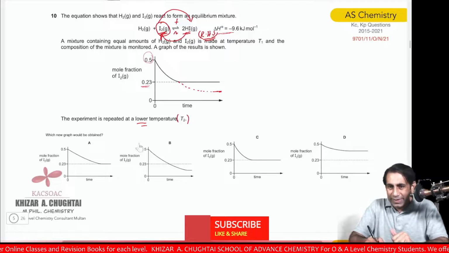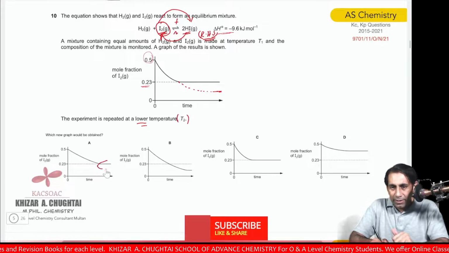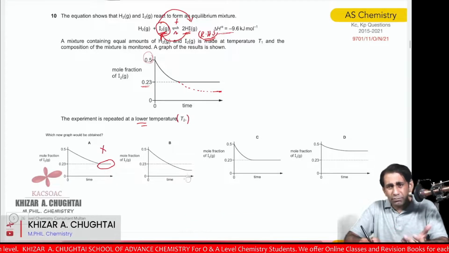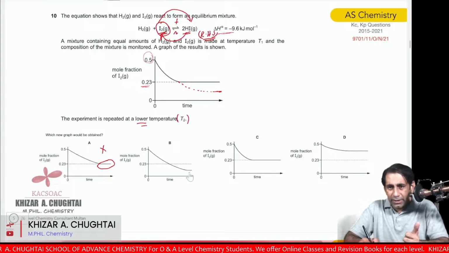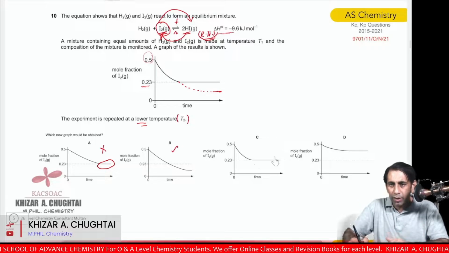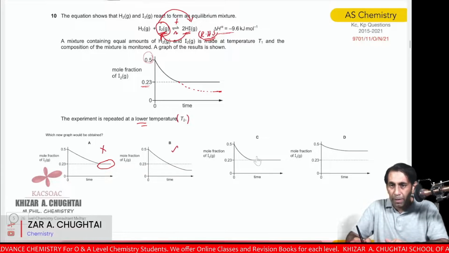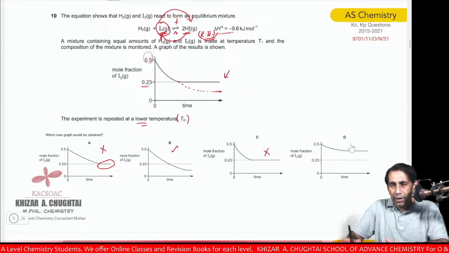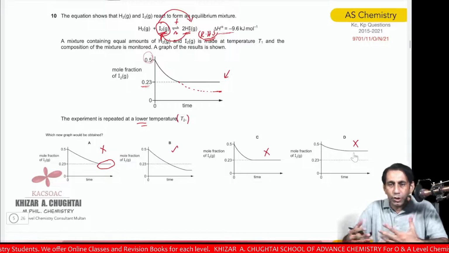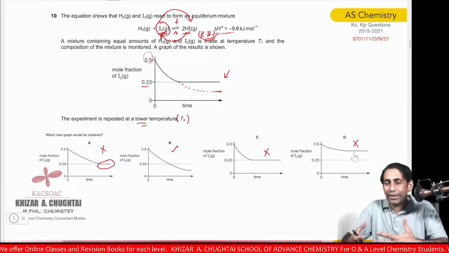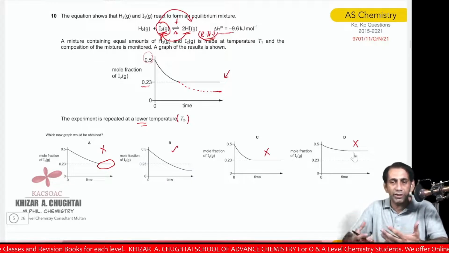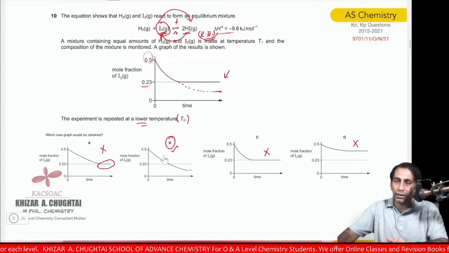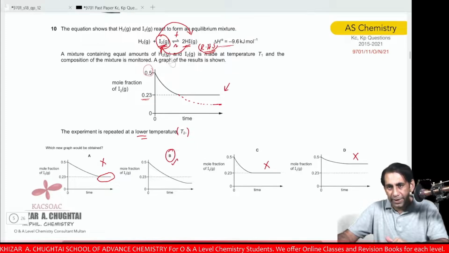So which graph is the correct one? A is still having 0.23, so it is incorrect. B, yes, now the amount of iodine has decreased from 0.23, so it is the correct one. C is showing the same amount as that of the first equilibrium position, so it's wrong. And D is also wrong because there is no increment in the quantity of iodine, because the reaction is moving towards the right hand side. So B is the correct option.